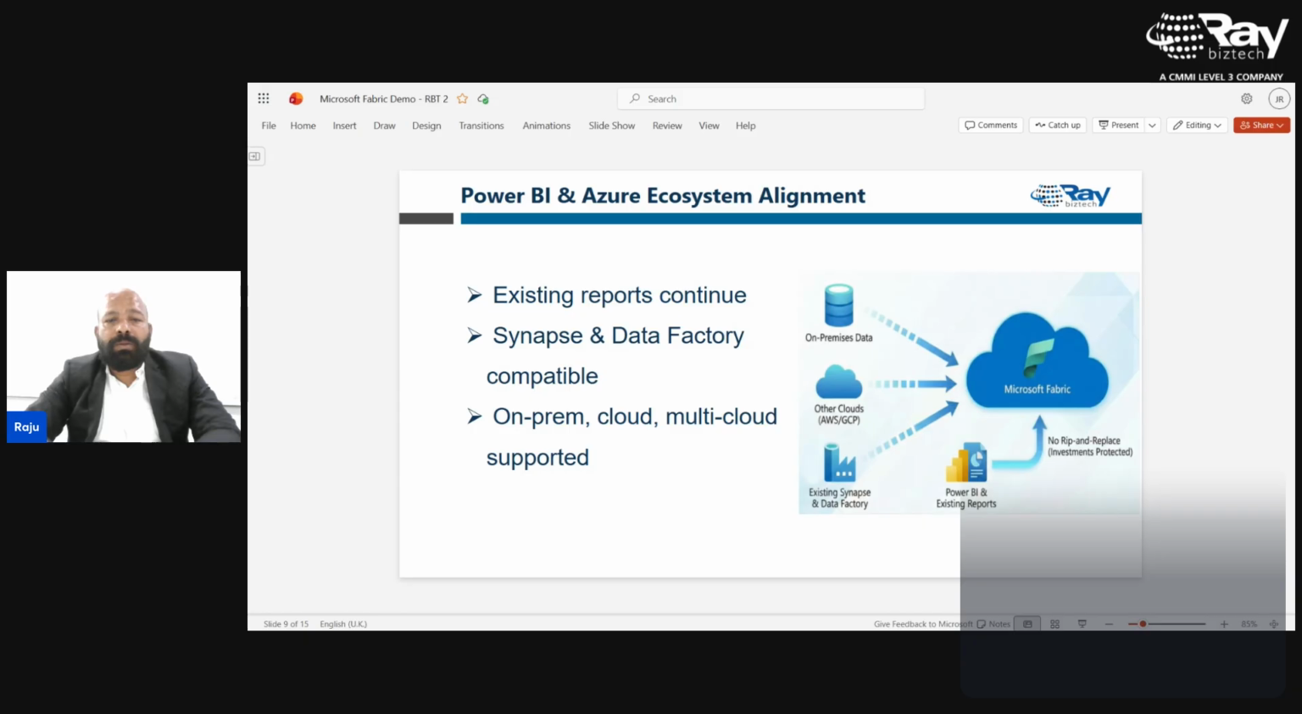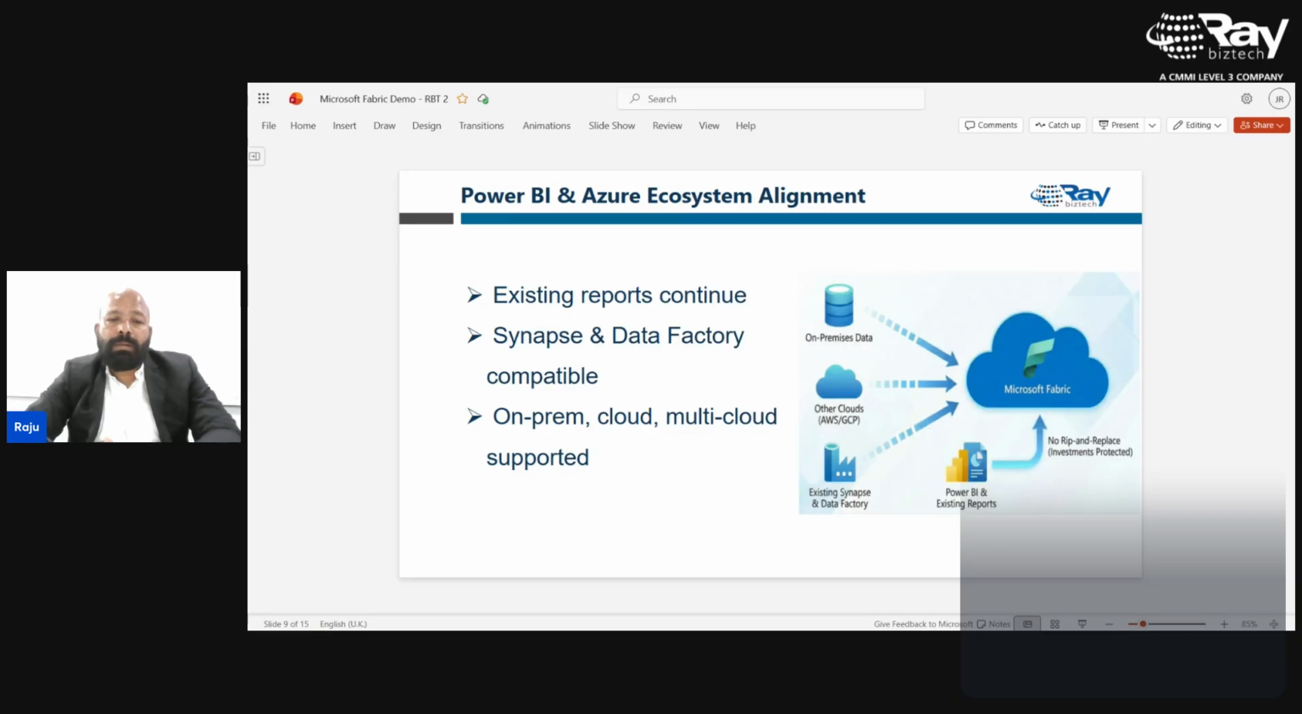Power BI and Azure ecosystem. With Power BI, you need not dismantle your existing investments. Power BI can still be there, can still point to Fabric, and you have the Synapse and Data Factory compatible that is already available in Fabric.